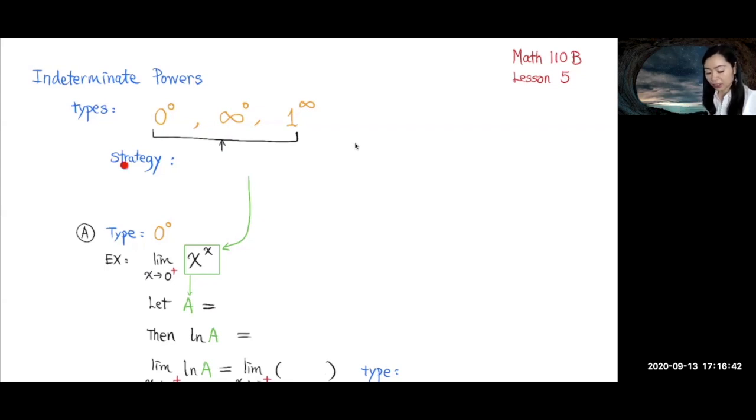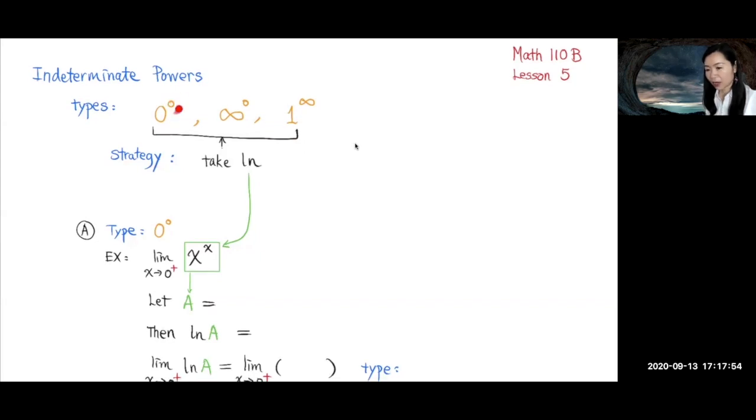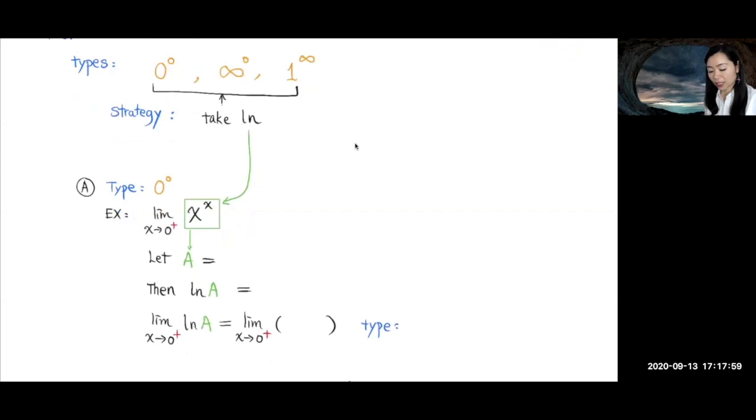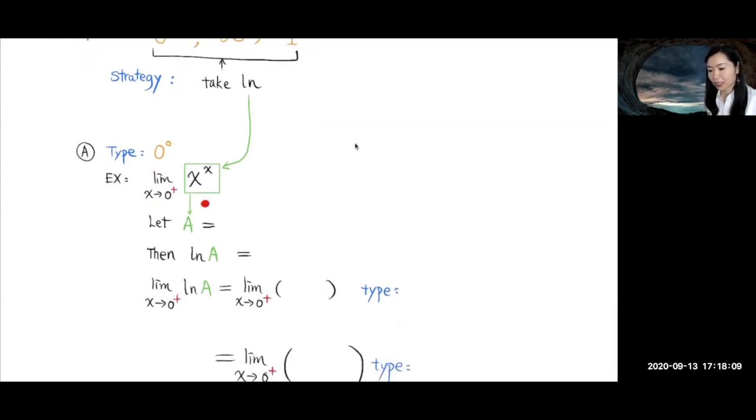The strategy to deal with indeterminate powers is to take Ln so that we bring down this exponent. I'm going to give one example for each type of indeterminate power. The first type here is 0 to the 0 power. The base goes to 0, and the exponent also goes to 0.